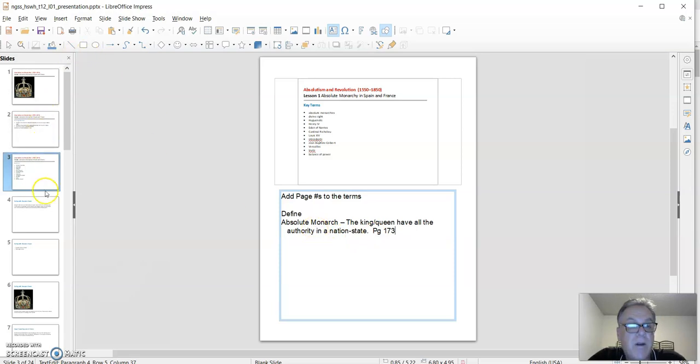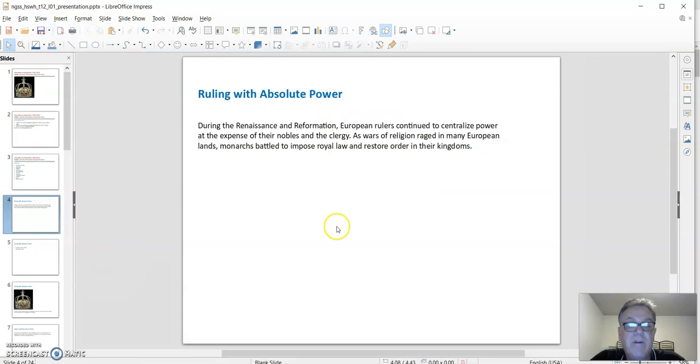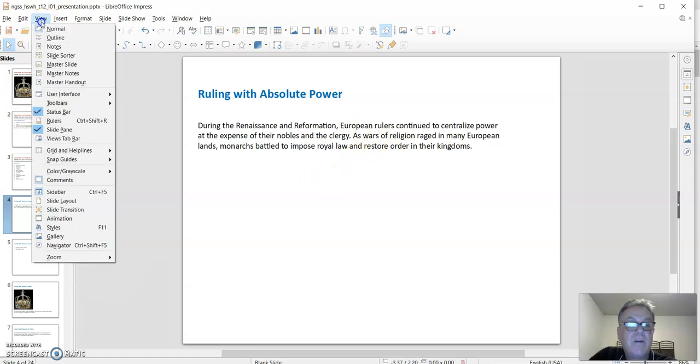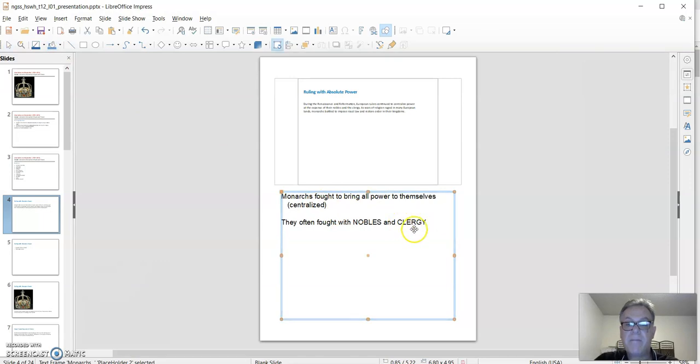So let's go back. We're going to now go to our next slide, and we're going to go back again. We're flipping back in views. So during the Renaissance and Reformation, European rulers continued to centralize power at the expense of their nobles and clergy. As wars of religion raged in many European lands, monarchs battled to impose the royal law and restore order in their kingdoms. So this is one of the problems, and you might be able to identify problems. So on our notes, we're going to go back to view and notes. And again, we have some notes, and we could actually put this here.